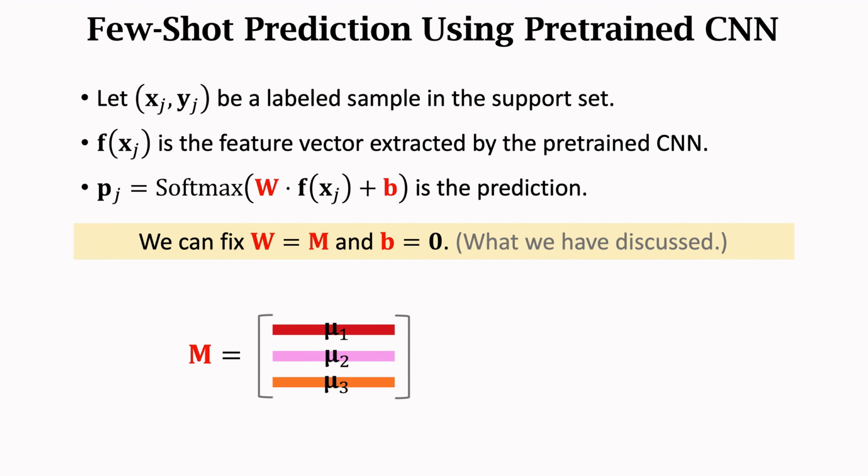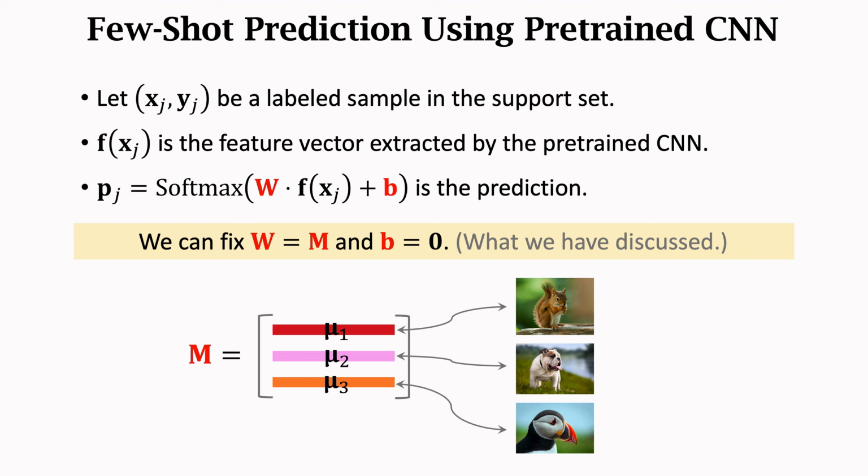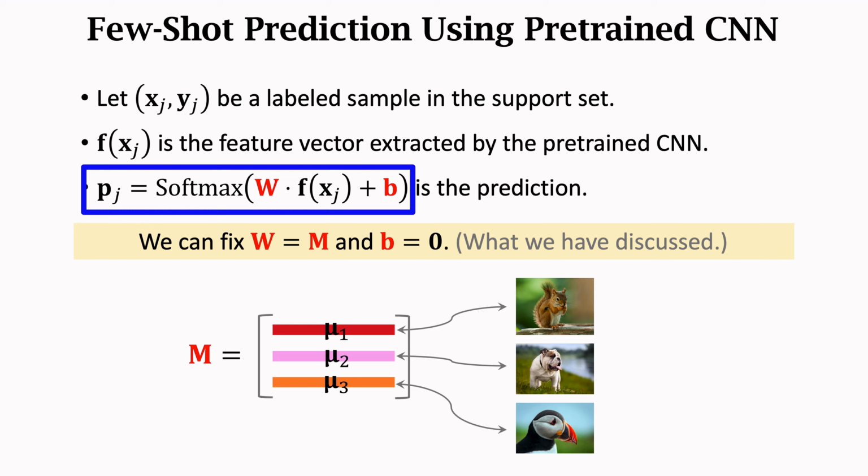Recall that the rows of matrix M are the mean vectors of each class. If the support set has three classes, then there are three mean vectors, mu sub 1, mu sub 2, and mu sub 3. Each mean vector corresponds to a class of the support set. Setting the parameter matrix W to matrix M, the output of the softmax classifier is three-dimensional. The three entries of P sub j are the similarities between the query and mu sub 1, mu sub 2, and mu sub 3, respectively.